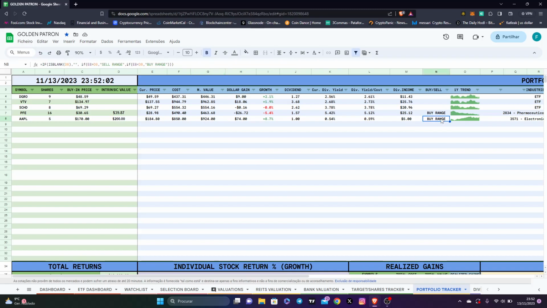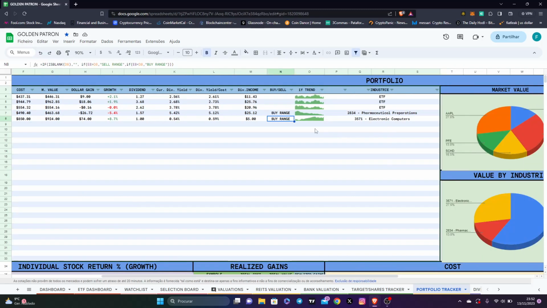We have a buy range, and this buy range is going to stay here until the current price exceeds the intrinsic value. So once the current price is above the intrinsic value, it'll show up as a sell range. It doesn't mean you have to sell it. It's just so you know that it exceeded your intrinsic value. Then we have the 1 year trend line over here and the industry.